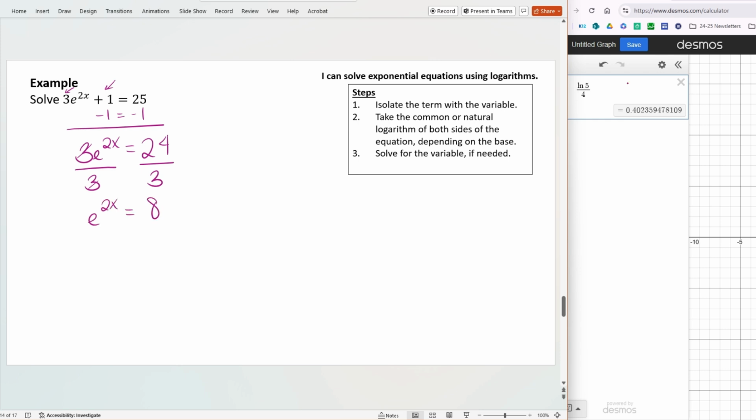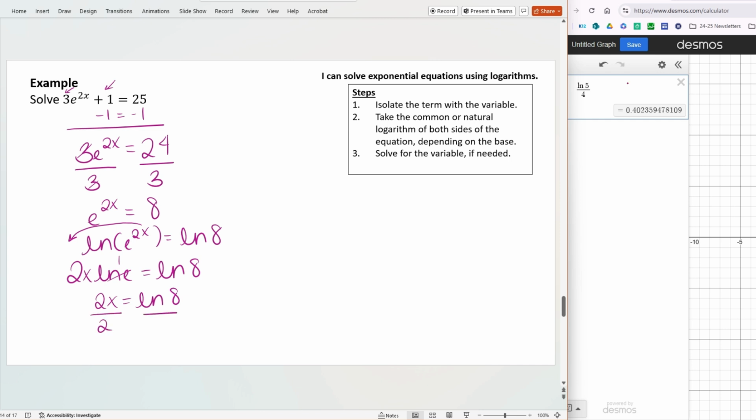Okay, now I have an exponential term that's isolated and the base is e, so I'm going to take the natural log of both sides. So I have the natural log of e to the 2x equals the natural log of 8. And I can go ahead now and bring this 2x down in front. So I have 2x natural log of e is equal to the natural log of 8. Since this natural log of e is equal to 1, I can say 2x equals the natural log of 8. Okay, now to solve for x, I'm going to go ahead and divide both sides by 2. So I have x equals natural log of 8 over 2.